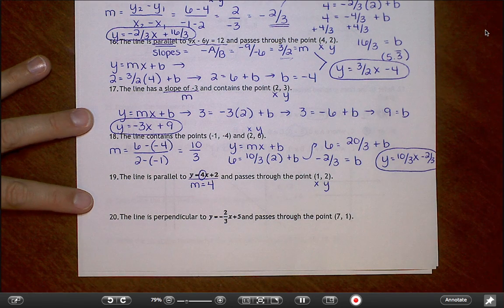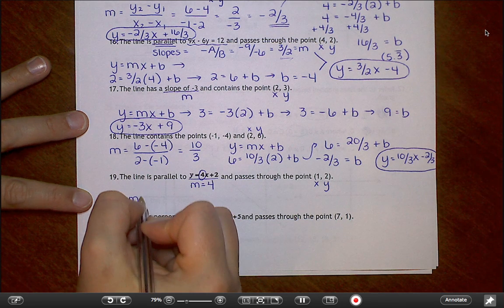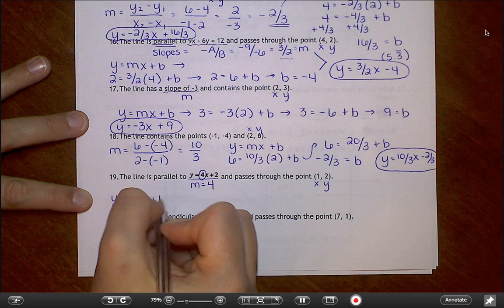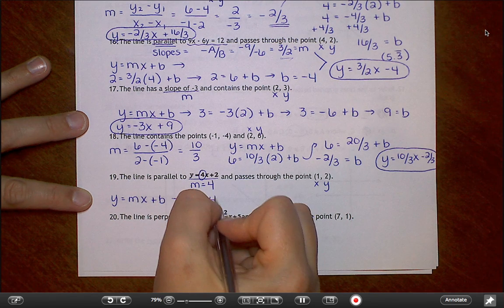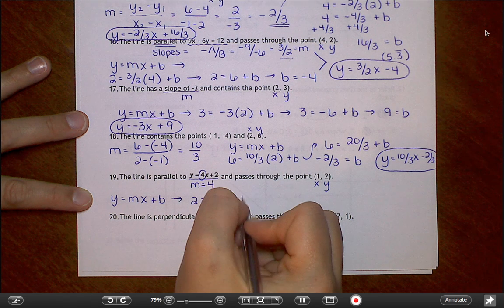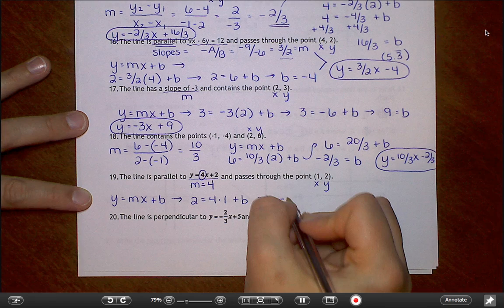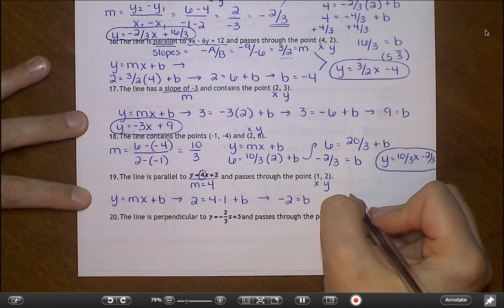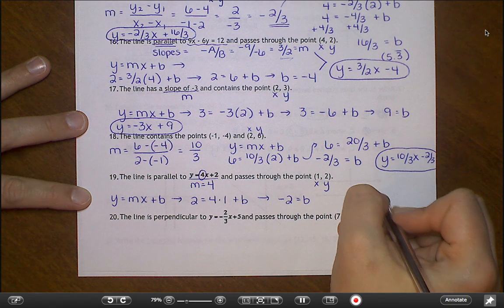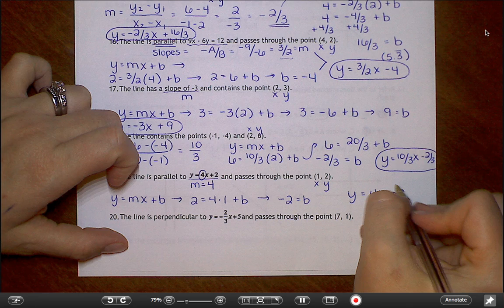Okay. So y equals mx plus b, kind of a broken record here, means 2 equals 4 times 1 plus b. So that's a 4, subtract it from the other side, and I get negative 2 as a b value. And so my equation would be y equals 4x, here's my m, minus 2.